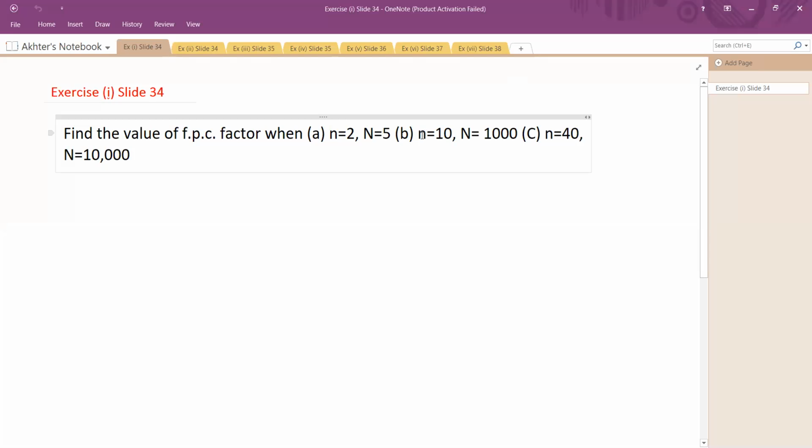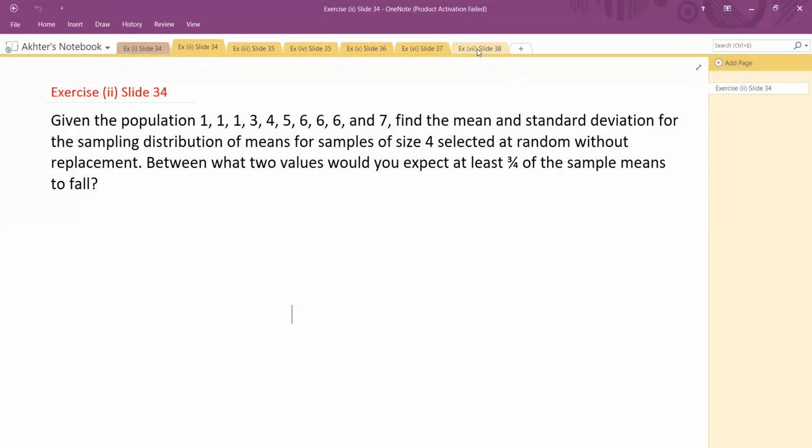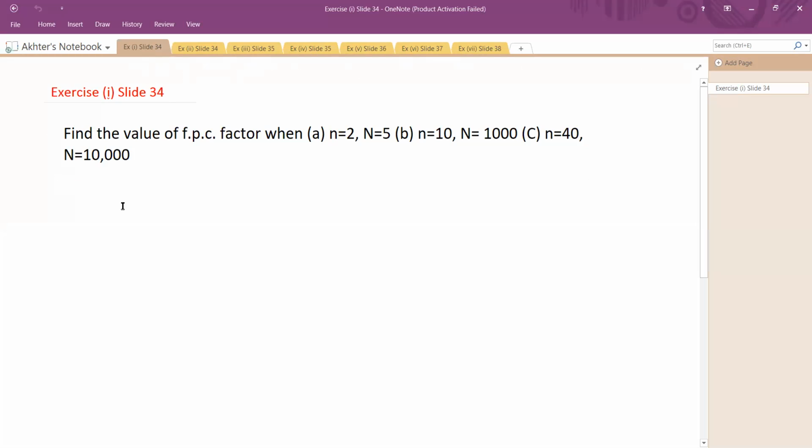In this video, we are going to record 7 exercises given at the end of the presentation of sampling distribution. Example, exercise 1, exercise 2, and exercise 7. So these are the 7 exercises, and we are going to solve these 7 exercises here in this recording.